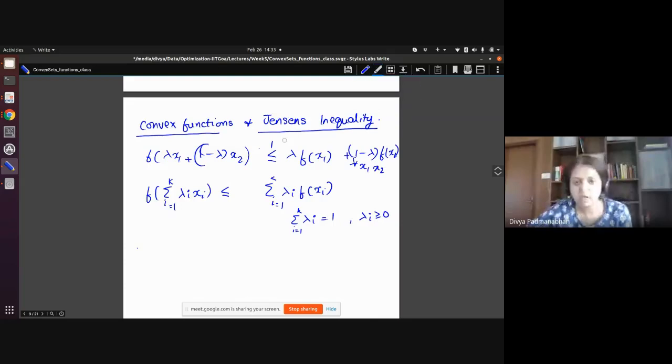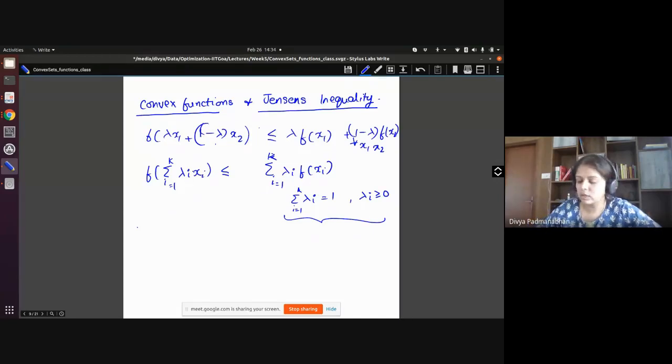Now if you generalize this idea to k points, what you're going to get is the summation of lambda i xi, where these lambdas have this relation: they all sum to 1 and they're all greater than or equal to 0. So this is a convex combination of the x's, and if you take the function value of this convex combination, it will be less than or equal to taking each of the xi's, taking the function value and scaling it by a lambda factor. This is just the generalization of the 2-dimensional definition.